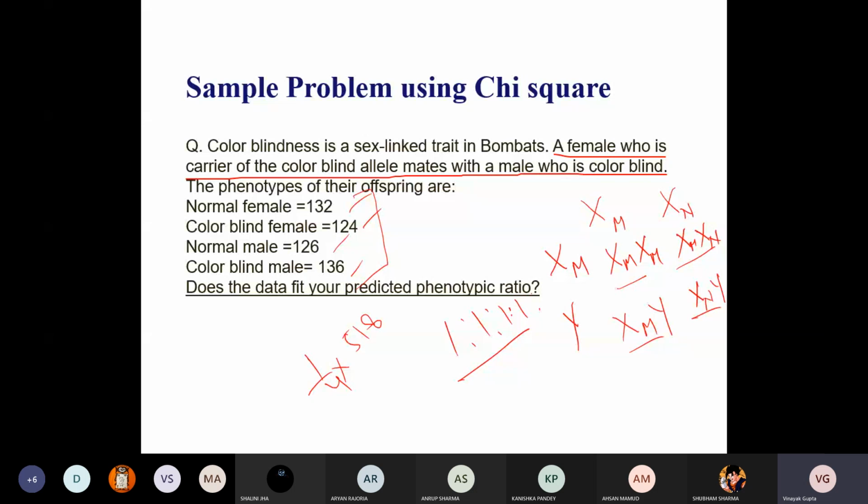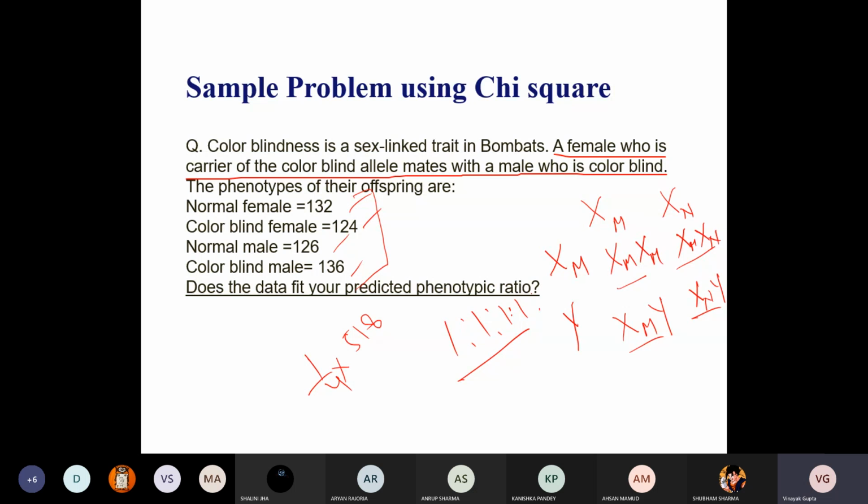Any doubt here? So the message is very clear. Whenever you have this kind of problem where you do not see any monohybrid cross or dihybrid cross, do the Punnett square, get the phenotypic ratio, and apply that phenotypic ratio to solve the chi-square problem. Okay, I will stop here.